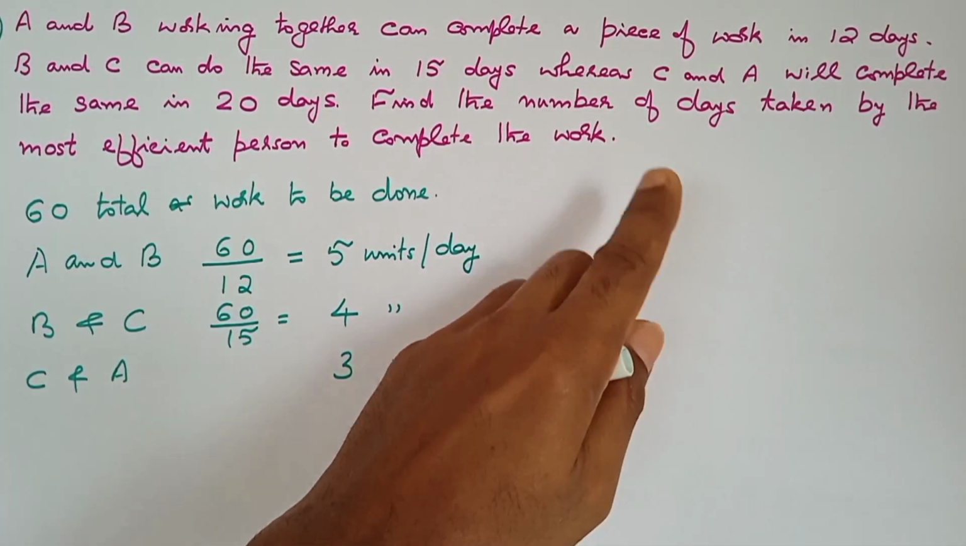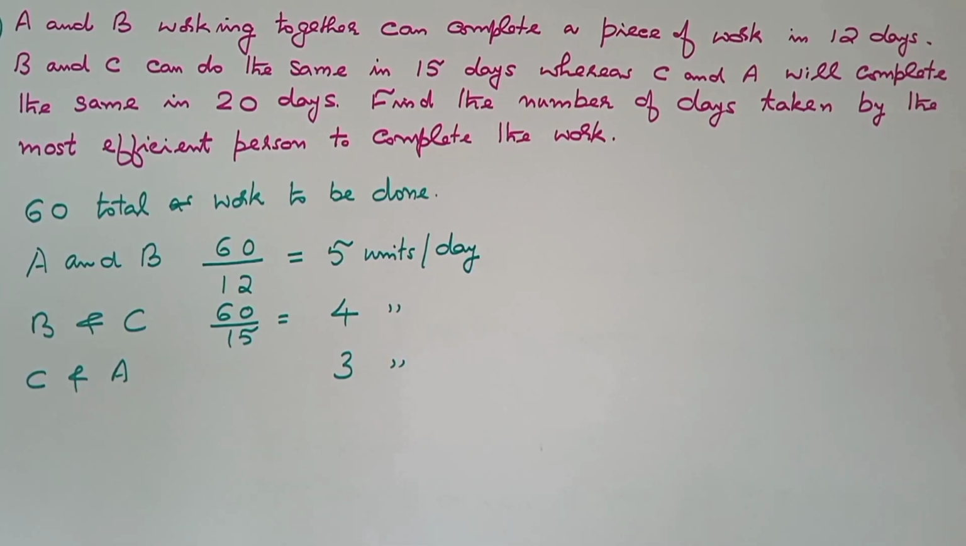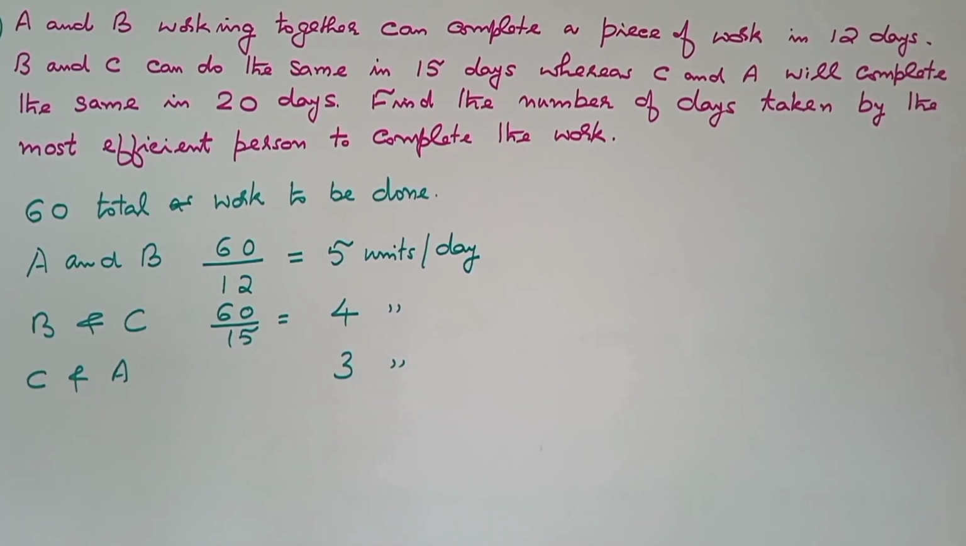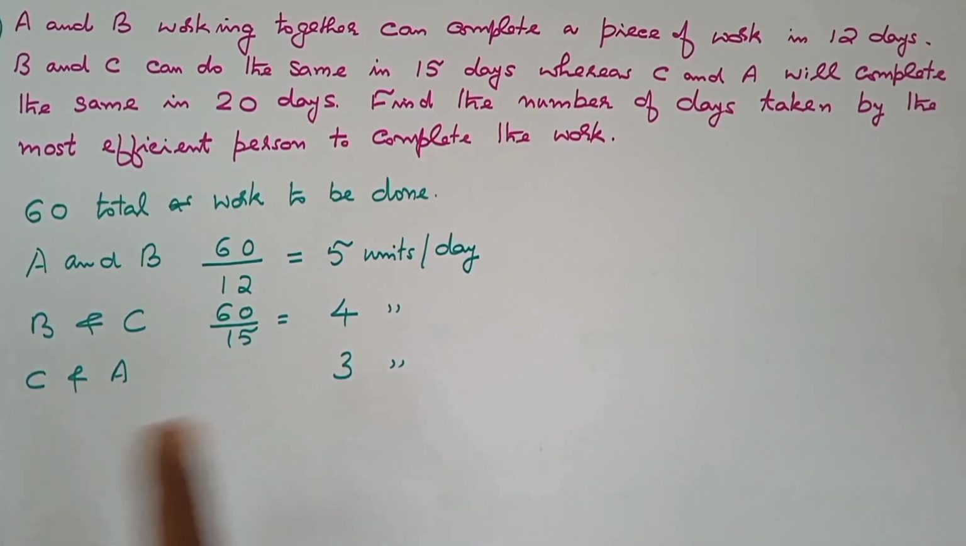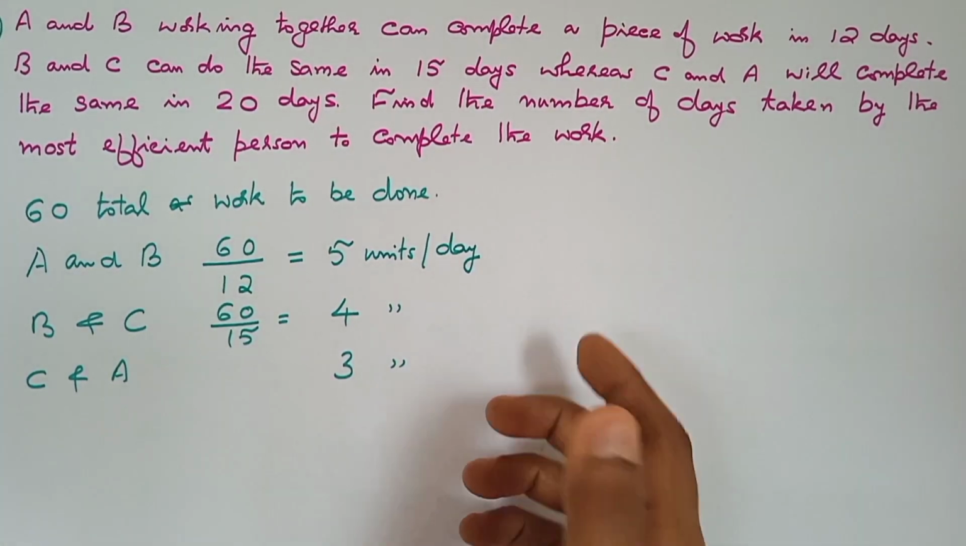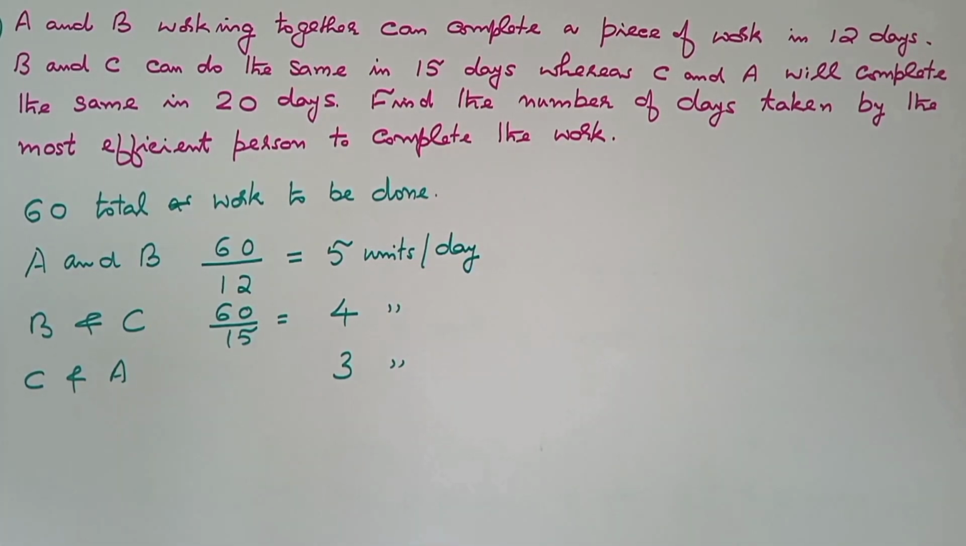The question is about finding the number of days taken by the most efficient person to complete the work. For that, we need to find the individual efficiencies of these three people, rather how much work they do in a day. I mean A, B, C separately. Only then can you find the most efficient person, and thereafter you will be able to find the number of days each one takes, and the one taking the fewest number of days will be the most efficient person. We need the individual efficiency of A, B, C.